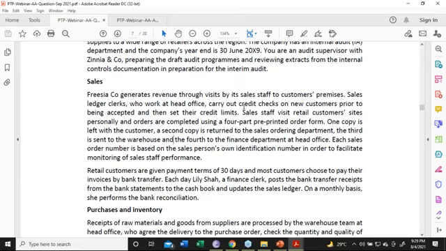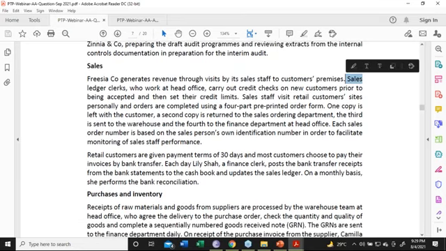Okay, there is one thing which I missed out earlier. Sales ledger clerks who work at head office carry out credit checks on new customers prior to being accepted, and they set credit limits. There is one deficiency here. What's the deficiency? The deficiency is customer credit limits are set by the sales ledger clerks.